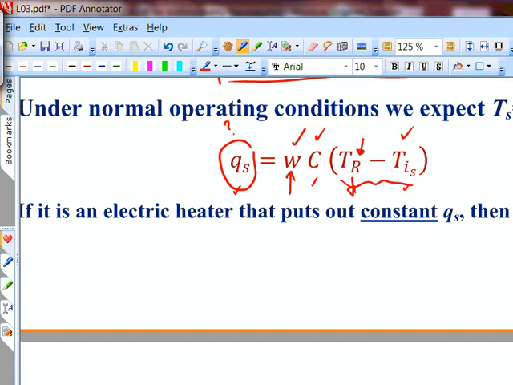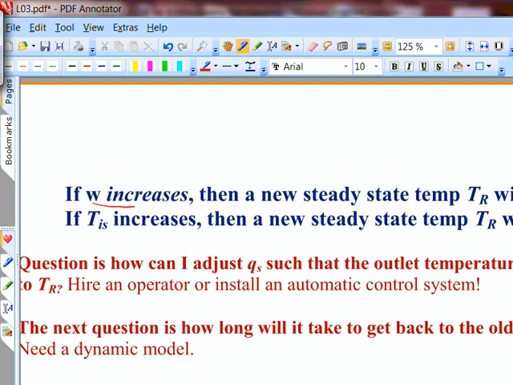QS is constant, this is constant. If I increase this, I should increase by the same amount so that the difference is constant. Because W is constant, so the difference in temperature cannot change. So you can actually tell, if I increase the inlet temperature by 10 degrees, you can predict the outlet temperature must increase by 10 degrees also. Okay? So those type of questions are answered by looking at only the steady state model.